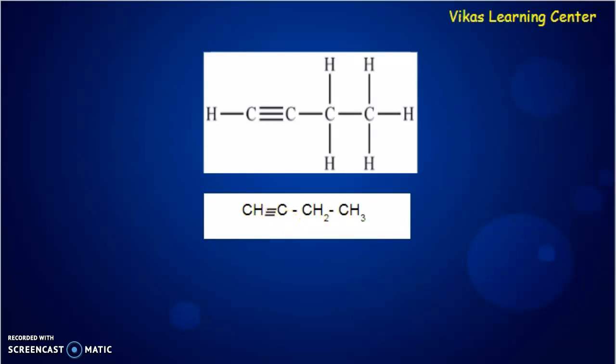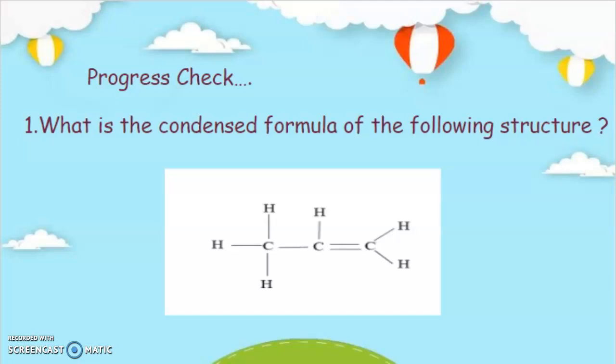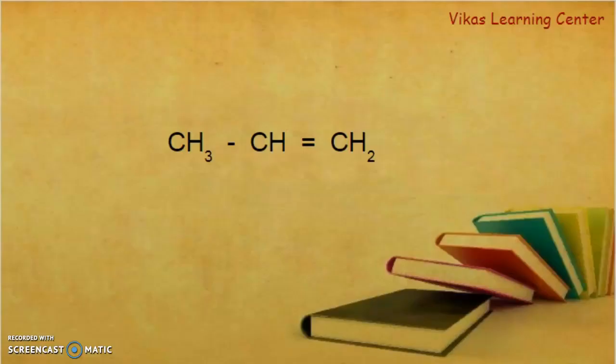Now here is a progress check for you: what is the condensed formula of the following structure? As you can see, this carbon atom is linked to 3 hydrogen atoms, so it is CH3. You write it by putting a single bond and representing CH. Again, putting a double bond, specifying this is quite important, followed by CH2. So the answer is CH3, CH, CH2.